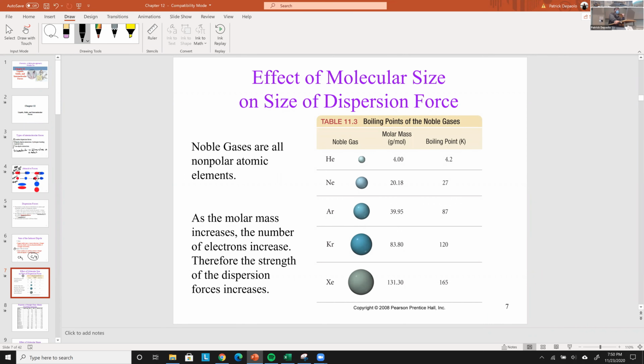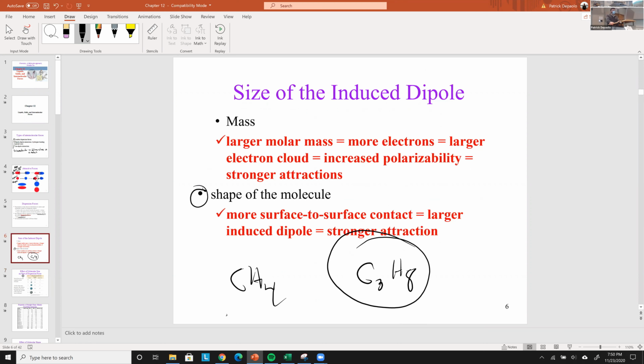So let's go back to this methane propane example. Between these two, which one do you think will have a higher boiling point? Yeah, C3H8. Why? It's bigger. It partakes in more intermolecular interactions, more dispersion forces.